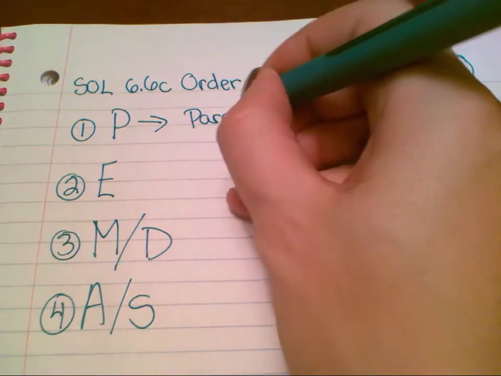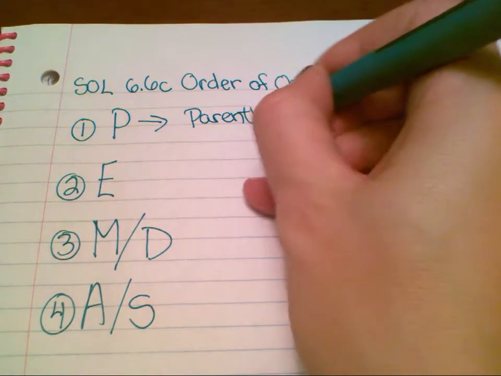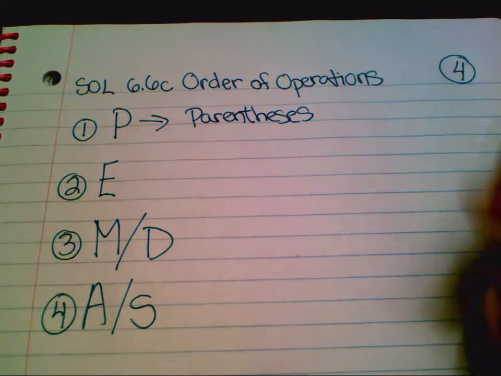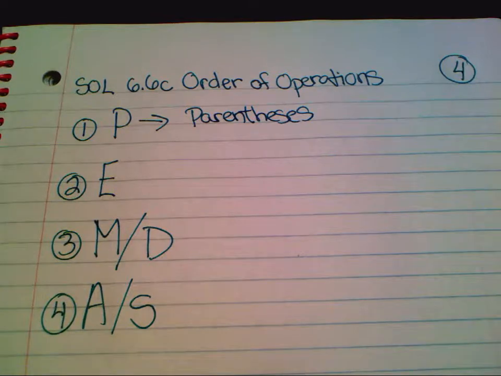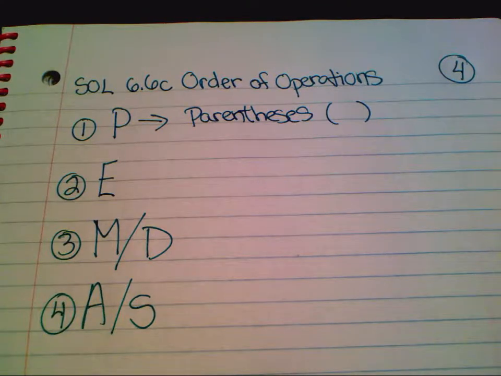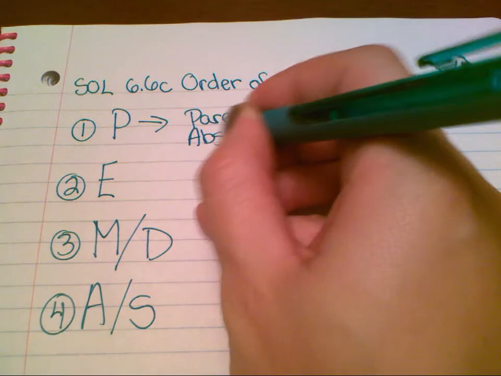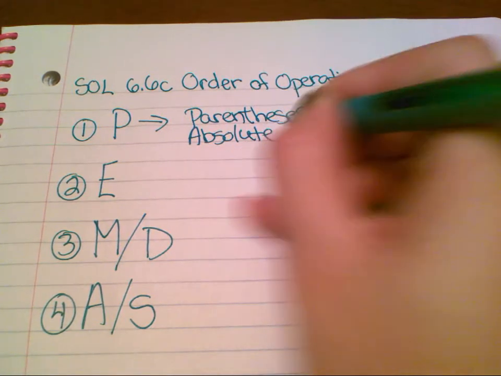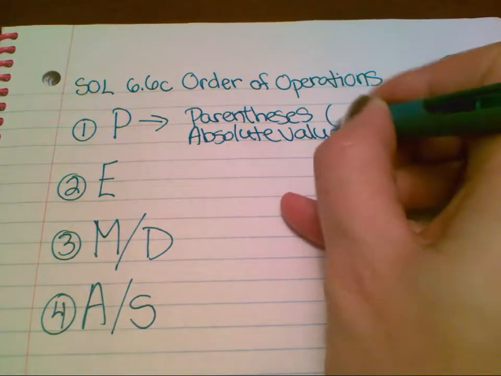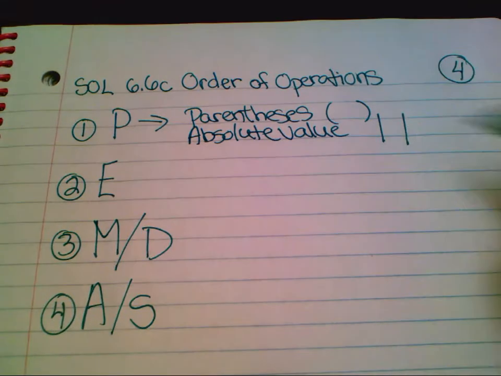The other 2 things we're going to talk about are other forms of grouping, but you've not worked with them yet because they're skills you don't learn until 6th grade. So parentheses is definitely one way of showing grouping, but another way would also be absolute value, which again is something you did not learn until this school year. So I'm going to draw the absolute value symbol there.